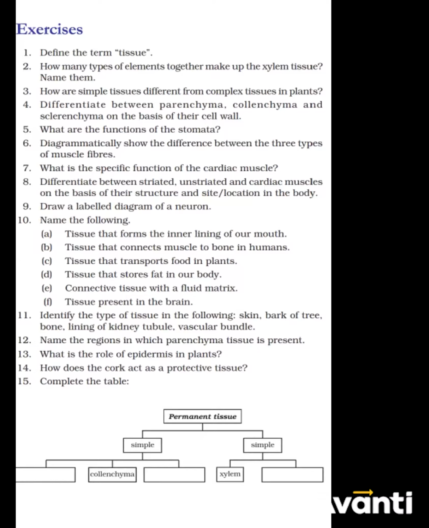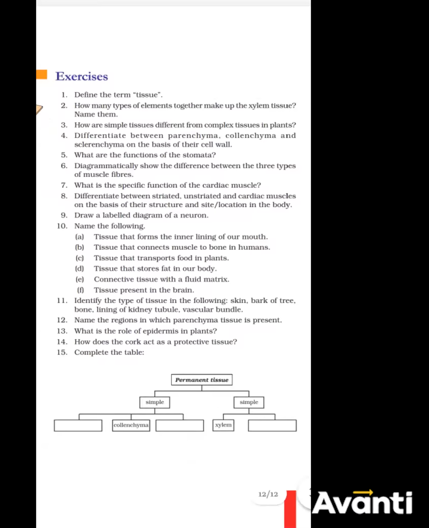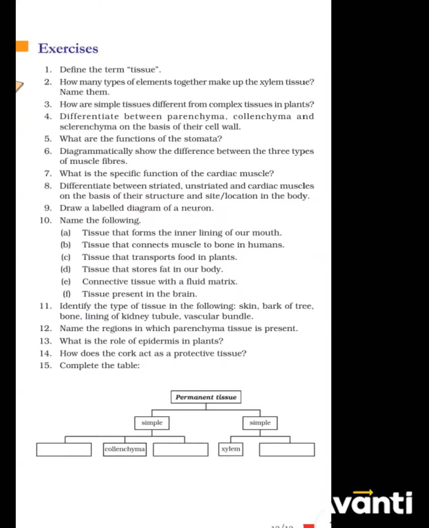Yes, here permanent tissue, simple. The other side should have been complex. Okay. So it's a misprint. So in case of simple, they have already given collenchyma. Then the rest two we have to mention. That's parenchyma and sclerenchyma. In case of complex, xylem is already mentioned. That's phloem.